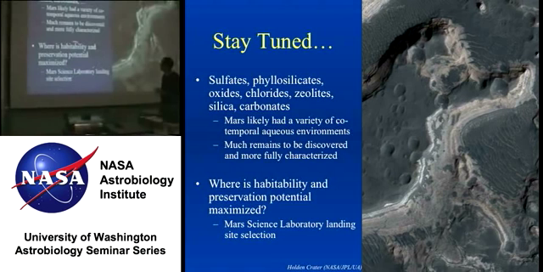So the big question is, where is habitability and preservation potential maximized? And that's why I want to talk about the Mars Science Laboratory here: the landing site selection process has been all about this question. Much of it revolves around the morphology of the surface, but much of it also revolves around the mineralogy of the surface. So taking the mineralogy of the surface, the composition, to try to answer this question, to figure out where to send the $1.8 billion lander and growing, is basically the question to ask, and that's why this stuff is important.